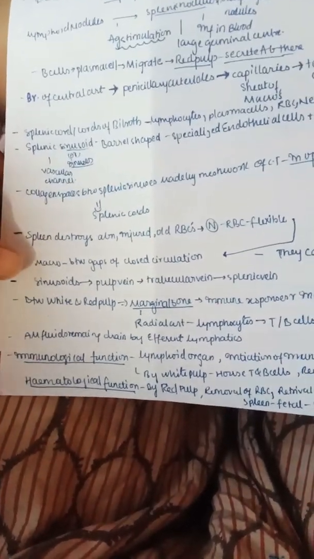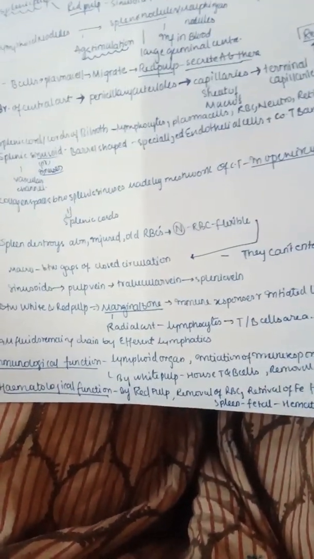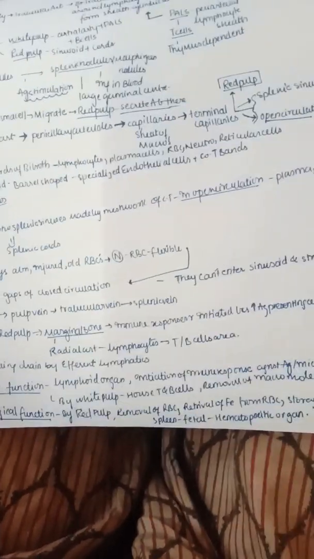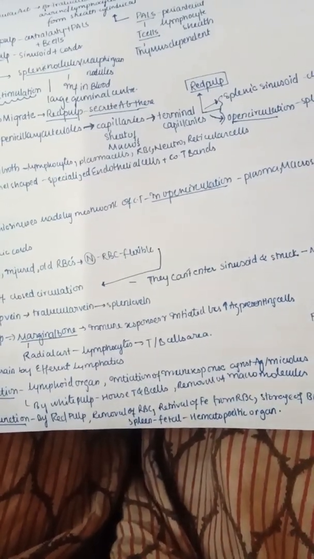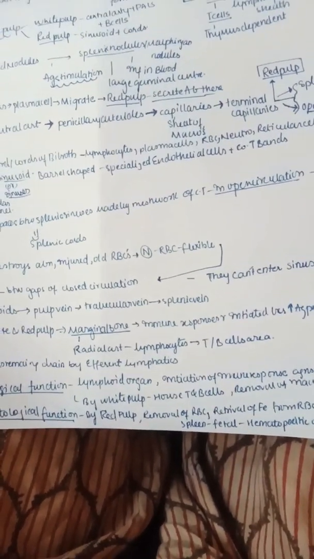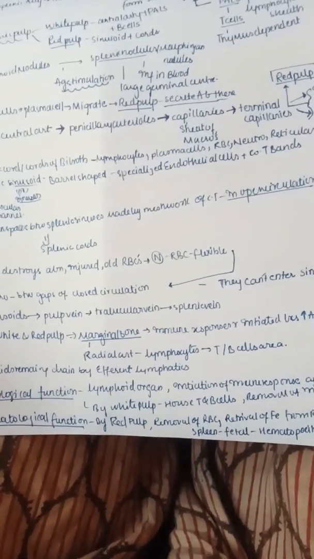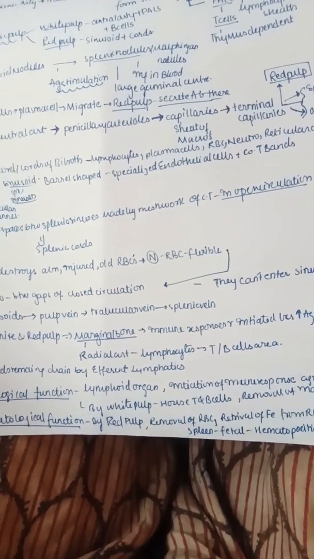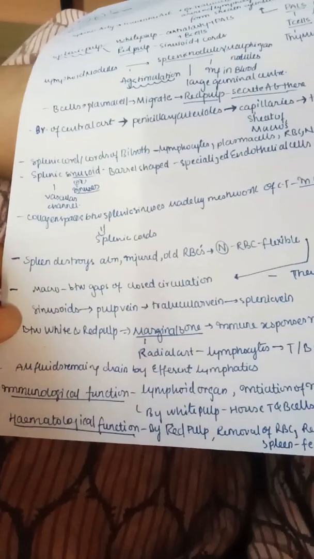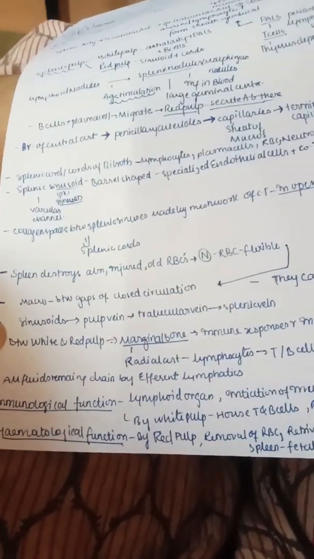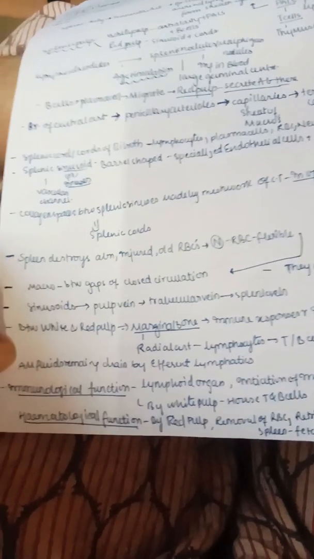So between the white pulp and the red pulp we see a zone known as the marginal zone, where the immune responses are initiated because it has a high number of antigen presenting cells, and there is also a radial artery, that is, an area of lymphocytes, both T cells and B cells. And next, all the remaining fluids drain by the efferent lymphatics.